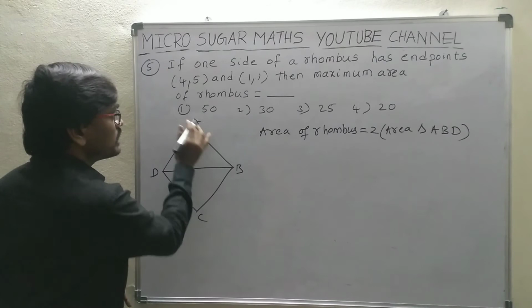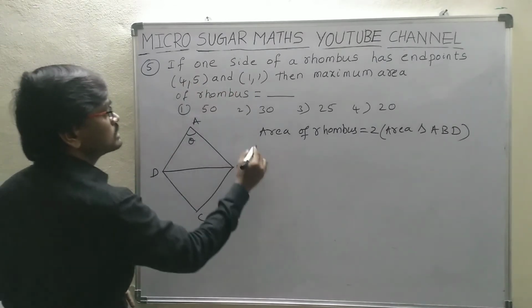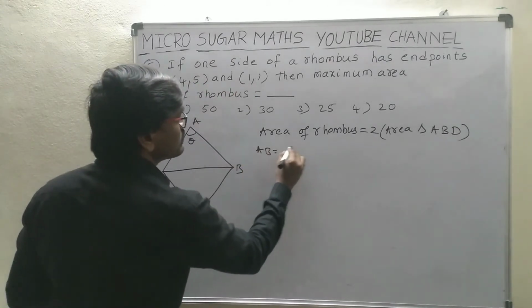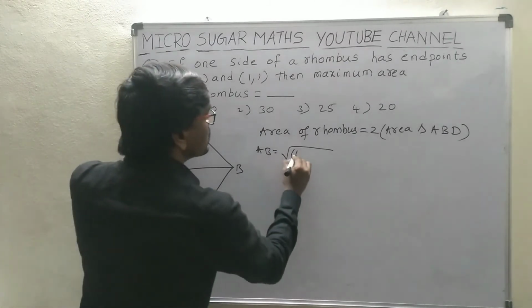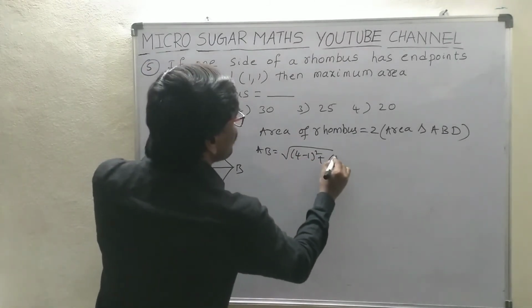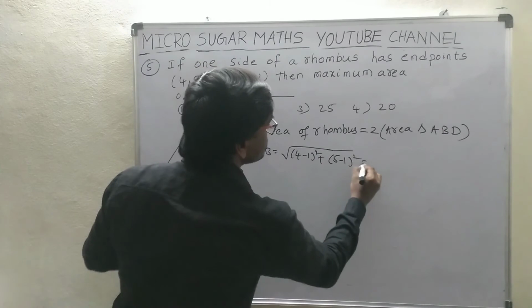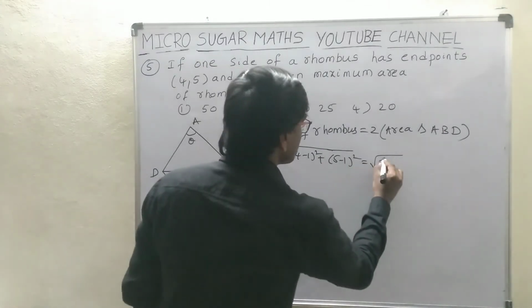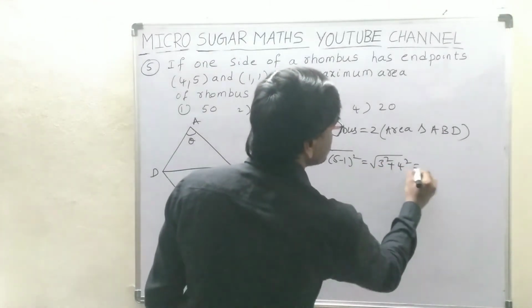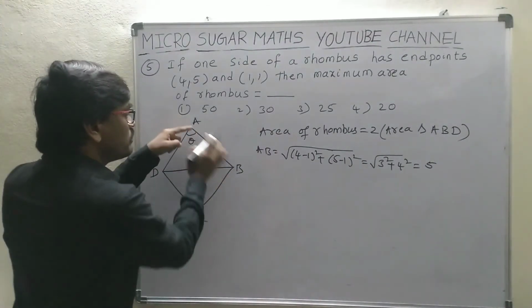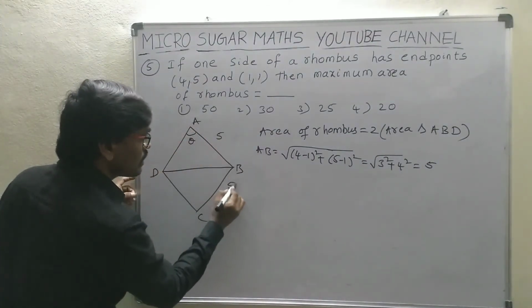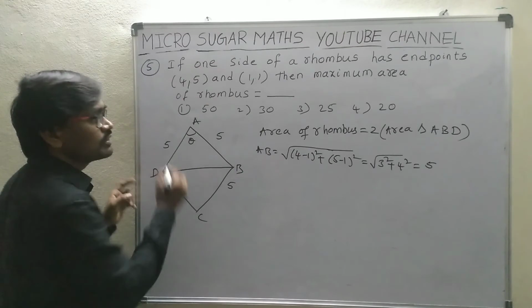Now what is your AB length? AB length is equal to the distance between the 2 points: square root of (4 minus 1) whole square plus (5 minus 1) whole square, which is equal to square root of 3 square plus 4 square, which is 5. Therefore AB length is 5. Also the remaining sides are all equal to 5.